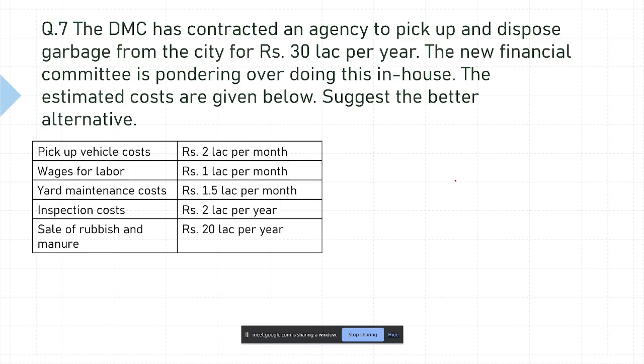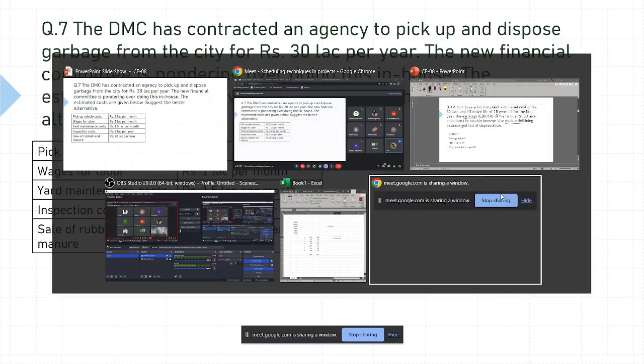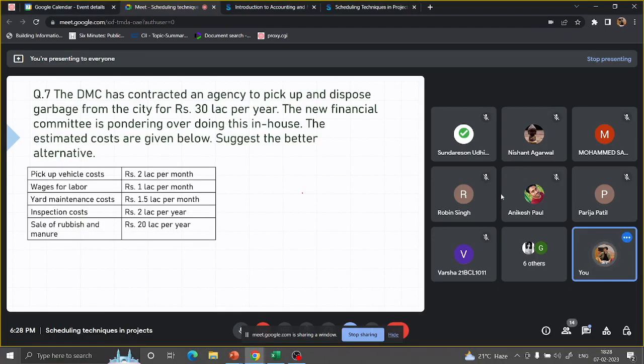So what should they do? Should they still contract it outside or do this in-house? Are you guys calculating this, giving it a try? Yes, sir.